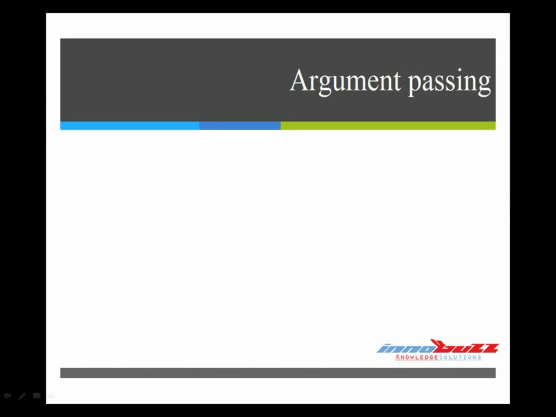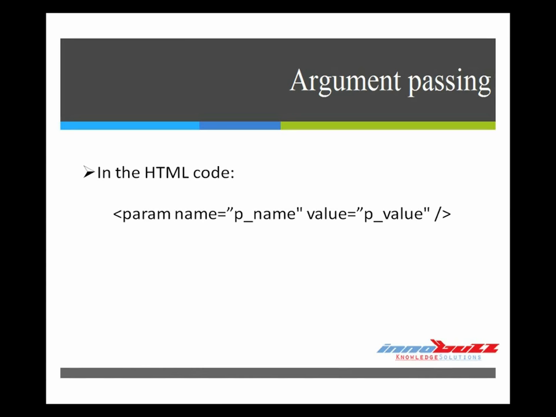Argument passing. Passing a parameter to a Java applet is quite simple. We should define the parameter in the HTML file with a param tag inside the applet tag. The param has two attributes, the name and the value. The name will specify the name of the parameter, and the value will specify the value of it.